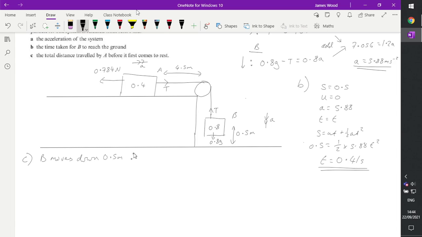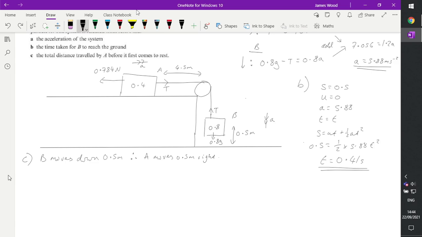Therefore, A moves 0.5 meters to the right, because they're connected. However, now that B is on the floor, B is just sat on the floor. B is no longer helping pull A along. So now that B is on the floor, it doesn't have any impact on object A.